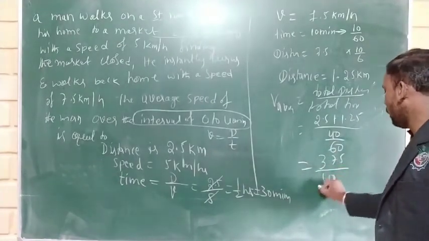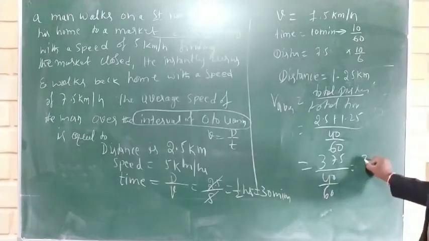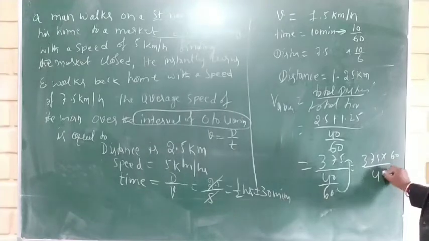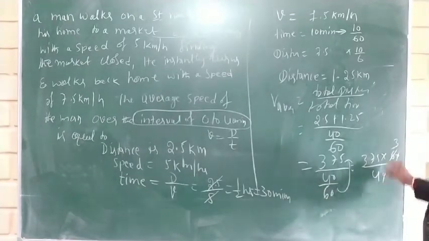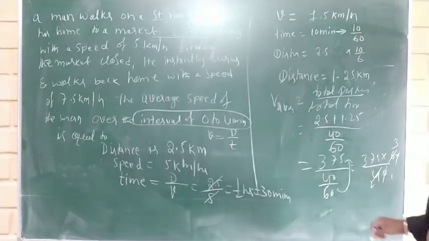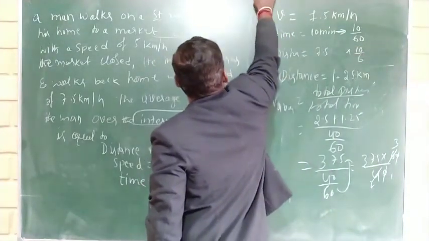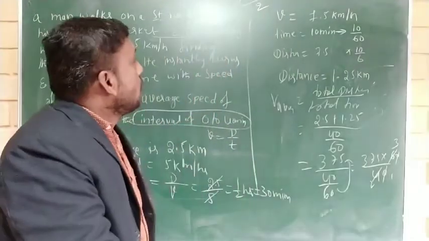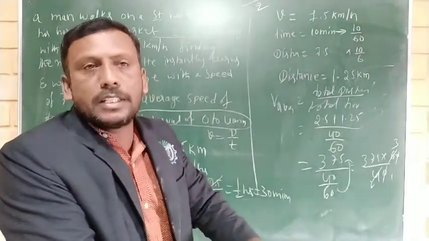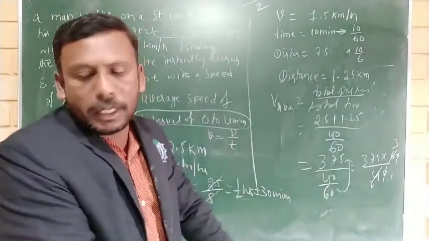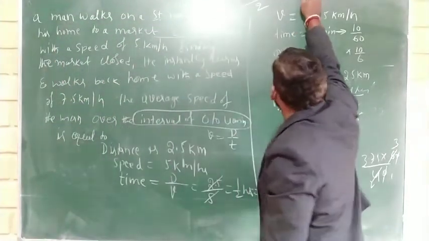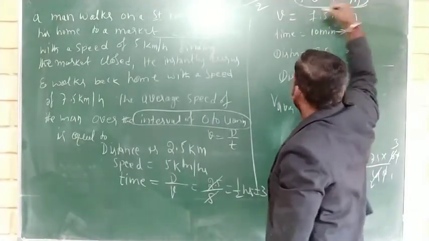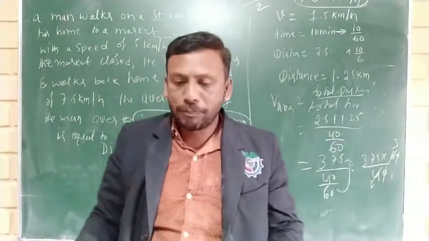After that, 3.75 into 60 goes to numerator divided by 40. Zero cancels. Simplify this equation: 3.75 into 3 divided by 2. Average velocity is equal to 5.625 kilometer per hour. This is the average speed.